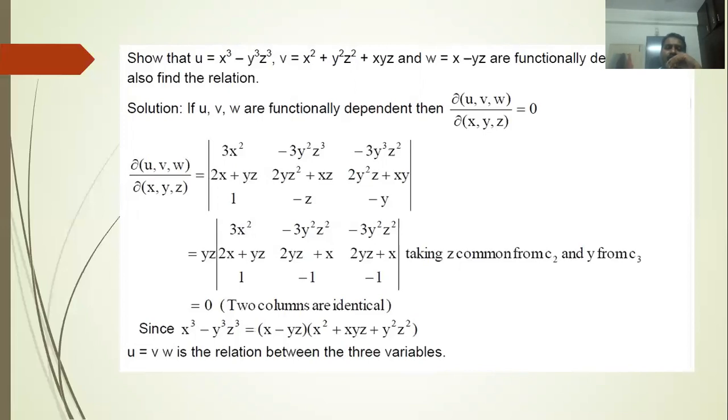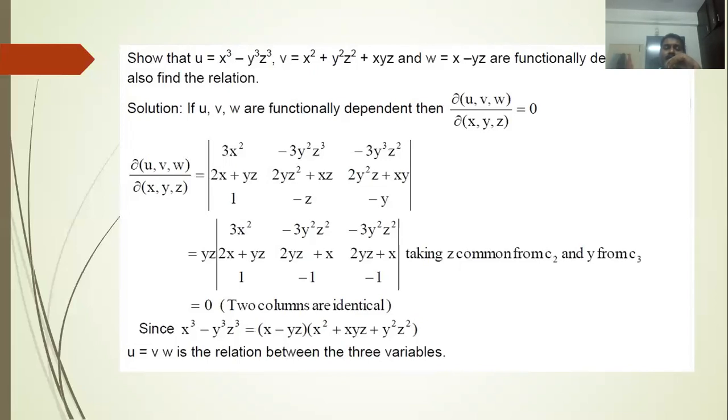If u, v, w are functionally dependent, we know that the Jacobian vanishes. J of u, v, w by J of x, y, z equals 0. Now, what is J of u, v, w by x, y, z? ux, uy, uz, and vx, vy, vz, wx, wy, wz. What is dou u by dou x? 3x square. What is dou u by dou y? Minus 3y square z cube. And what is dou u by dou z? Minus 3y cube z square.